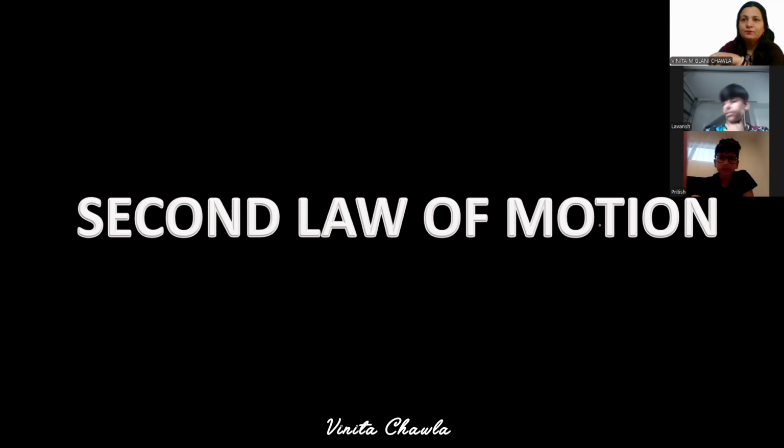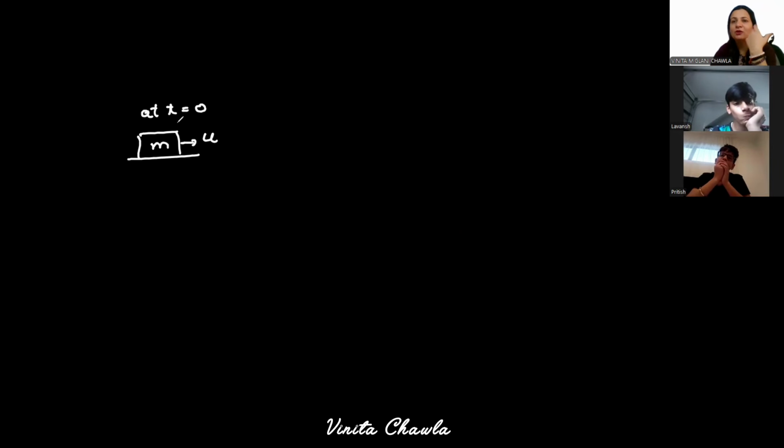So in Newton's second law of motion, here we are going to consider an object. Consider an object of mass m, and let's assume that at t is equal to 0, this object is moving with some initial velocity u. This is the initial velocity of the object. At t is equal to 0, when we started observing the object, we saw that it is moving with velocity u.